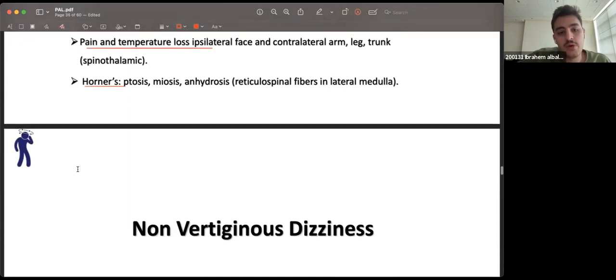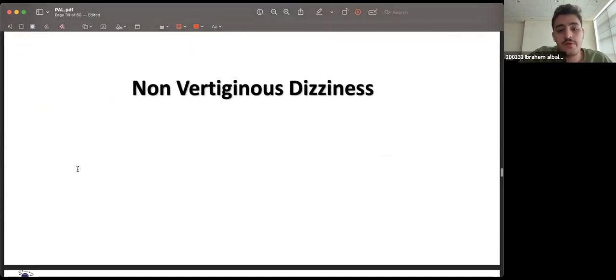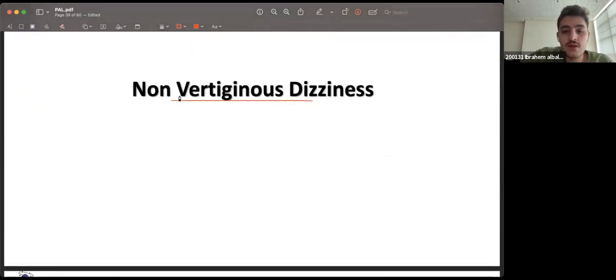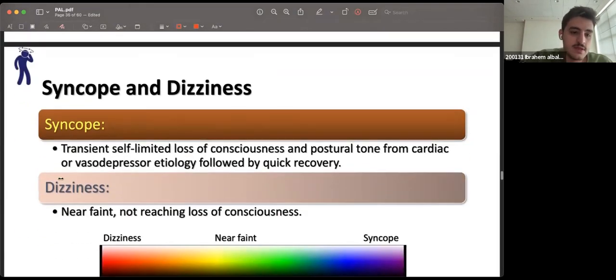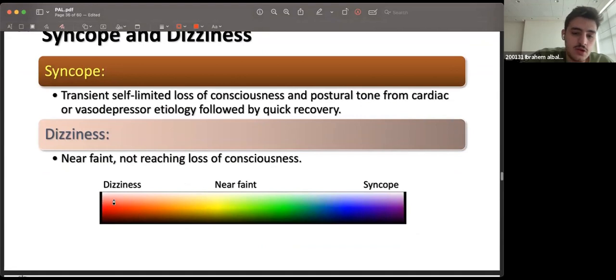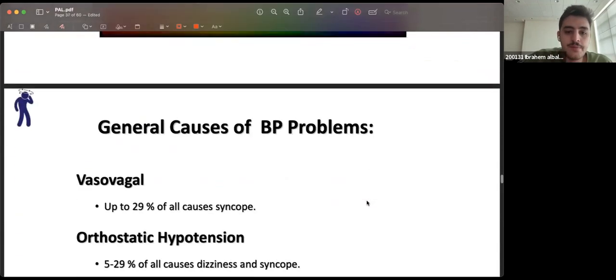What else? So this is part of the central vertigo. Now let's talk about other causes of dizziness. So vertigo can cause dizziness, okay? But other stuff can also cause dizziness. Now, the difference between dizziness and syncope is that it's on a scale. Dizziness is very light. It's doha in Arabic. And syncope is when you have loss of consciousness, okay?